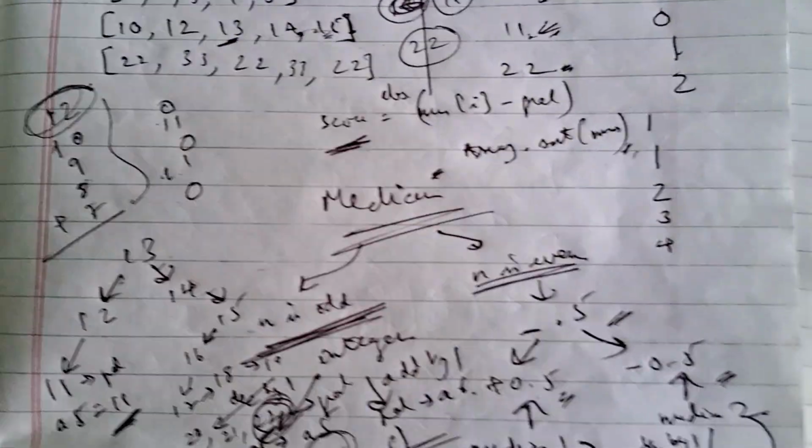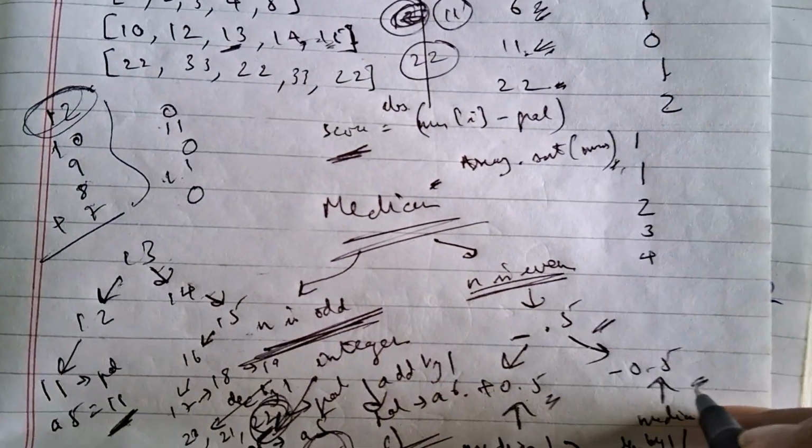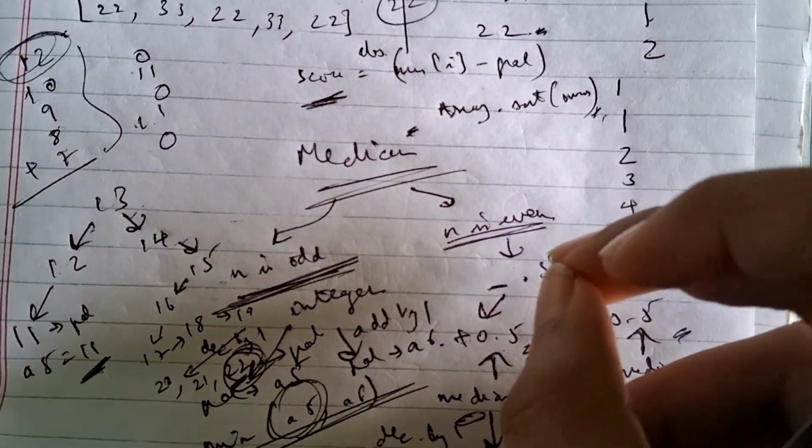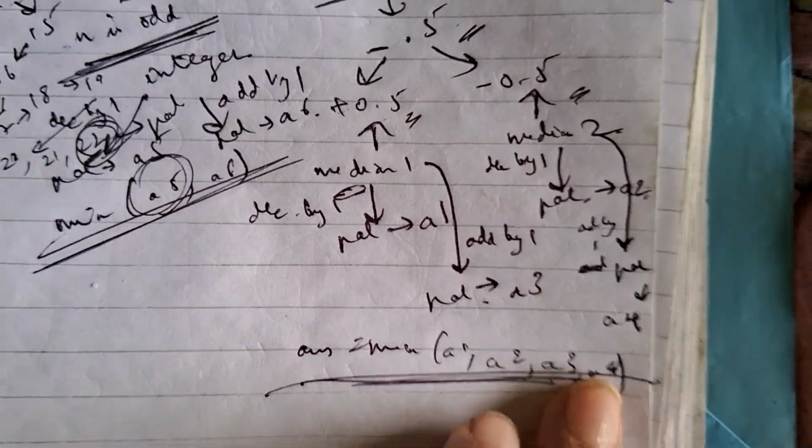Clear? And if n is even, then with the 0.5 plus and 0.5 minus, so that the 0.5 is removed, do the same thing to both of them. And finally, the answer is going to be the minimum of A1, A2, A3, A4.